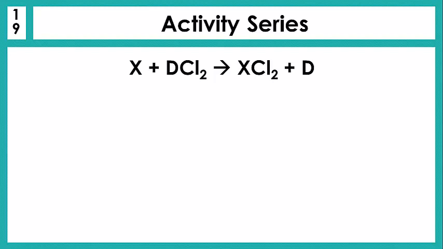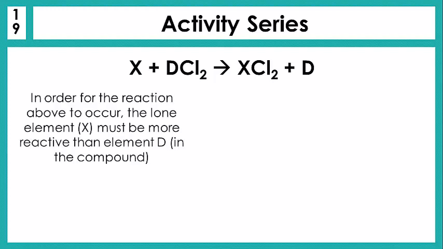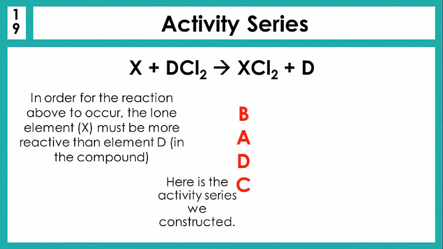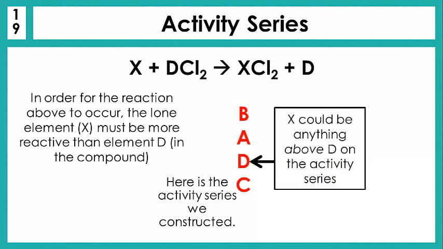Number 19 says that based on the activity series that we just made, which metal, X, can replace D in the chemical reaction? So in order for the reaction to occur, the lone element X has to be more reactive than element D, which is in the compound. So based on our activity series that we just constructed, X can be anything above D on the activity series. So it could be B or it could be A.